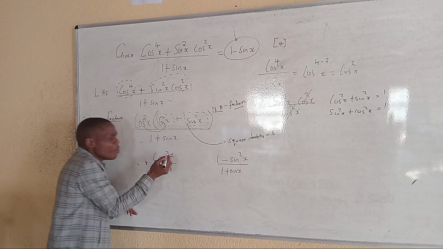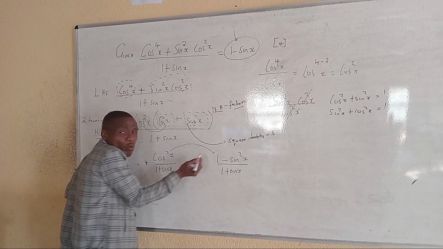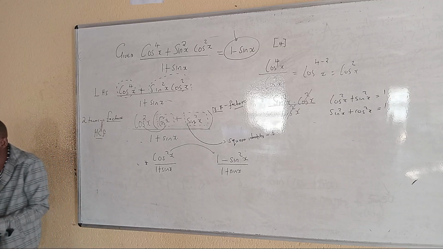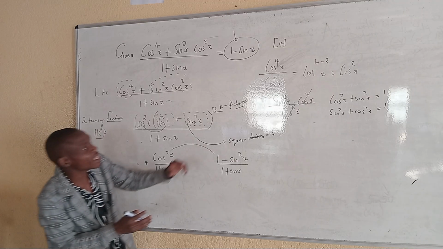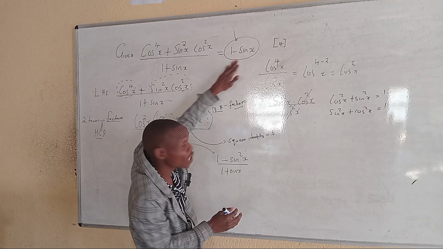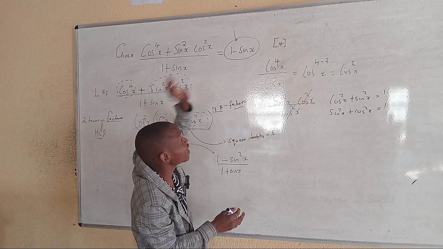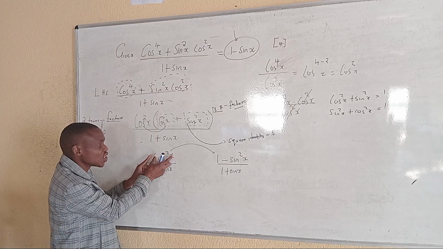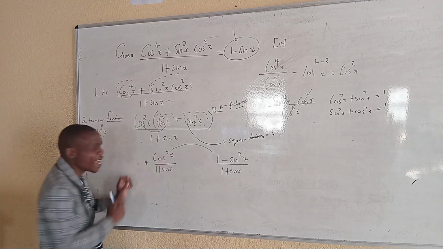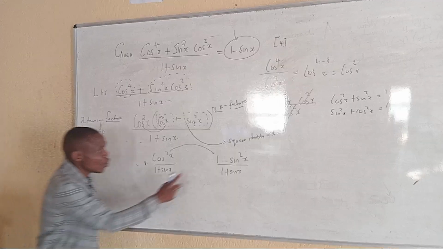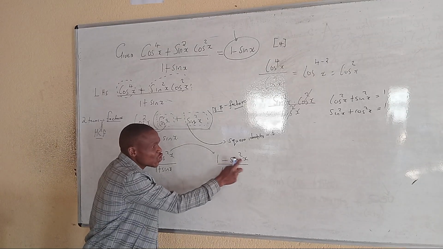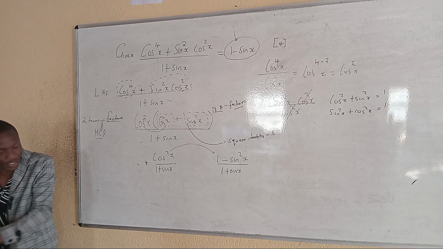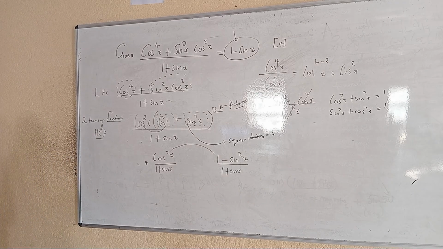But guys, you must know the motive. Why do we change cos squared x? Why do we do this? Because we know that where we are going, what we want to prove has got nothing to do with cos. That is why I'm changing cos squared x. I'm saying it's 1 minus sine squared x. Is it making sense? Okay. Great.